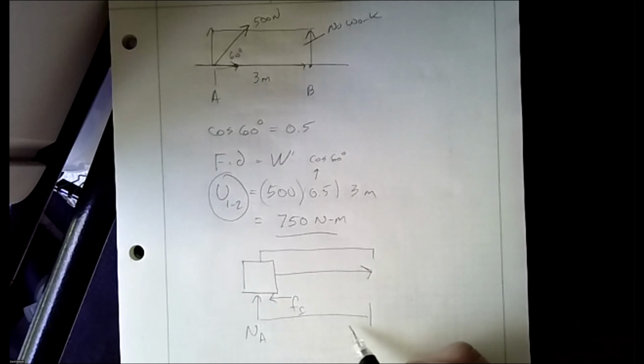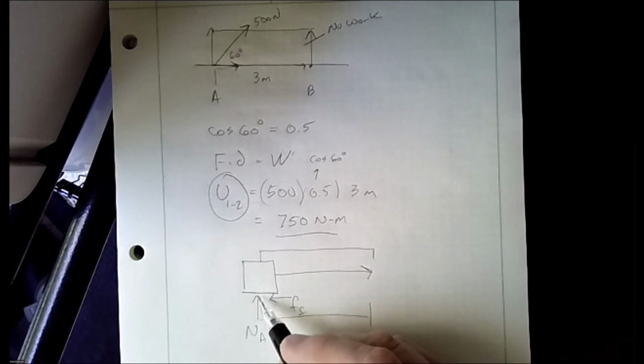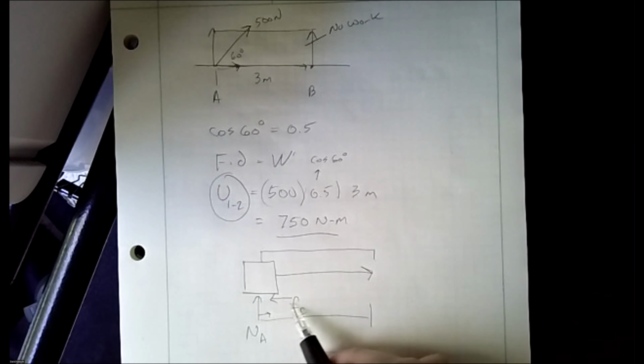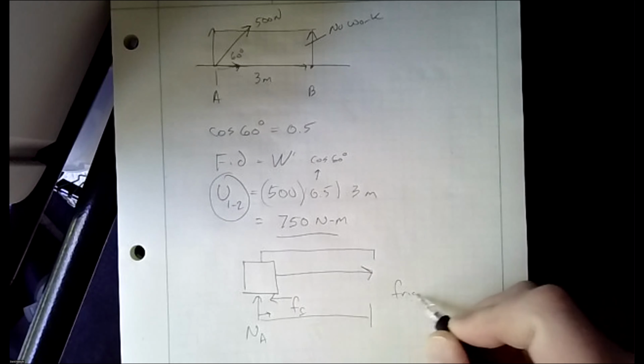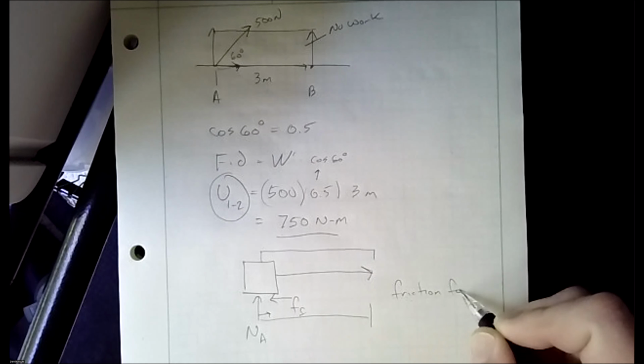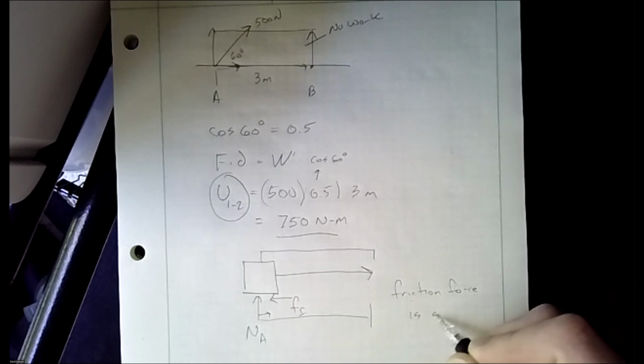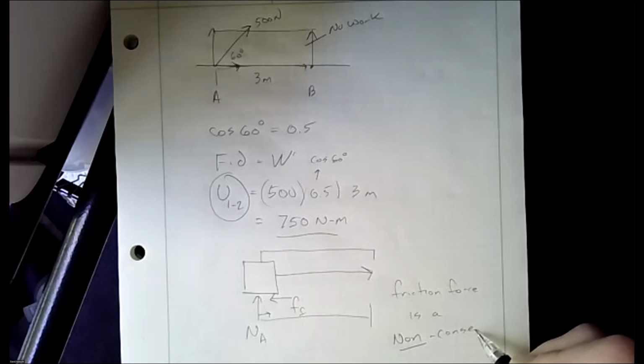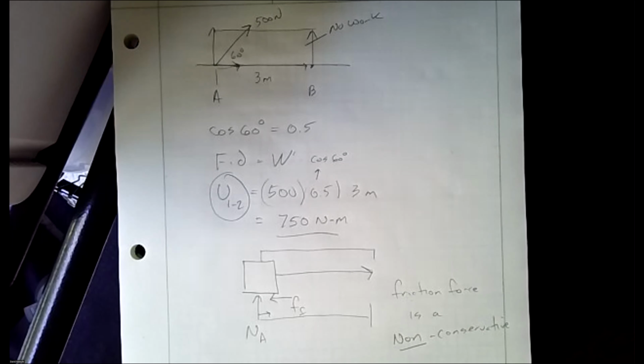Okay, normal force does no work because the normal force is perpendicular to the direction of travel, whereas the friction force does do work. And so friction force is a non-conservative force. So we'll talk about conservative, non-conservative. Really, what a conservative force means is that it's path independent, whereas a non-conservative force means it's dependent on the path.